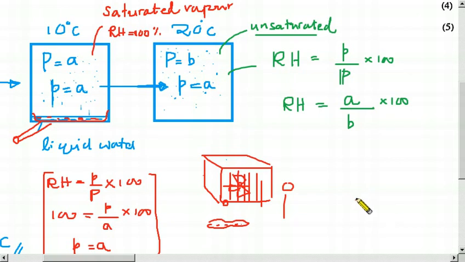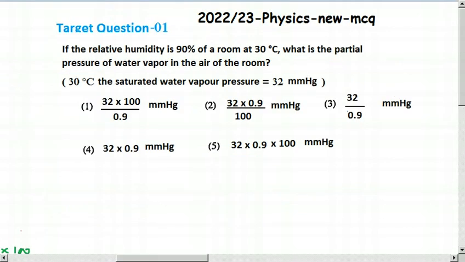So now let us go to the target question. Children, I prepared a target question for you. Here it is, the target question number 1. Try this without looking at my answer. Honestly, pause the video first and write. Now pause the video. So children, since you have paused the video, now I am going to start.